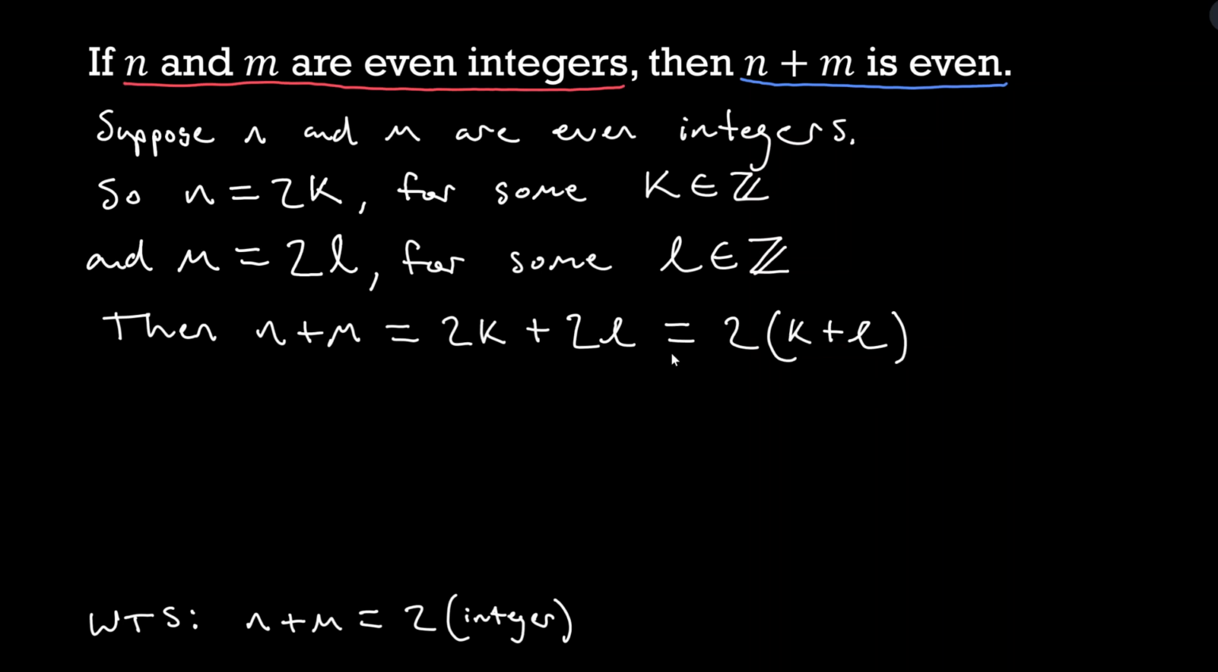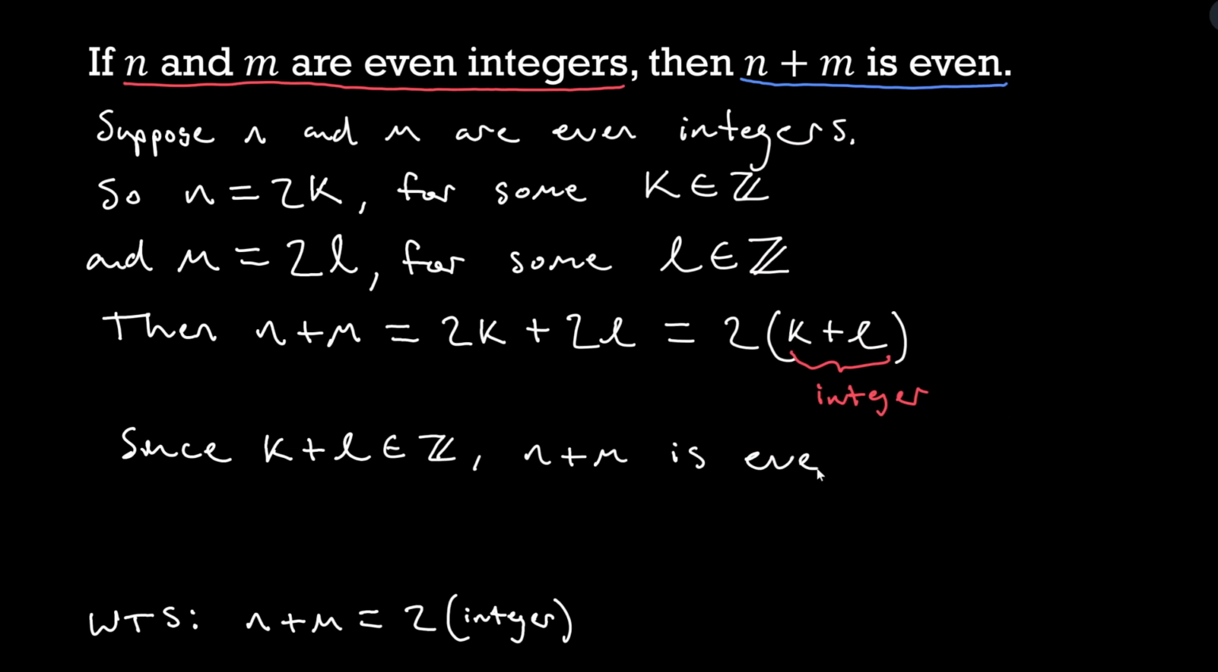What I've just shown in this line is that n plus m equals 2 times k plus l. And k plus l is the sum of 2 integers. So this is an integer, right? And so I'm literally done. I've just shown what I want to show. Now I just maybe need a couple of concluding sentences here, right? So maybe I just write, since k plus l is an integer, n plus m is even. We can really conclude there, right? N plus m is even because we've just written it as 2 times an integer.